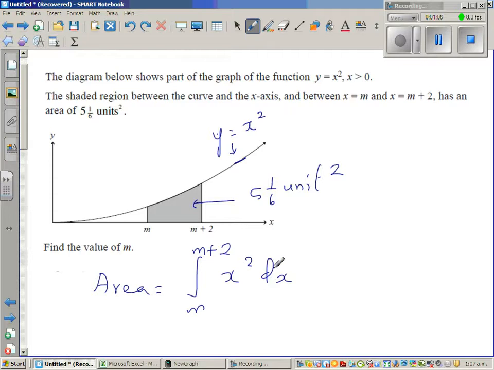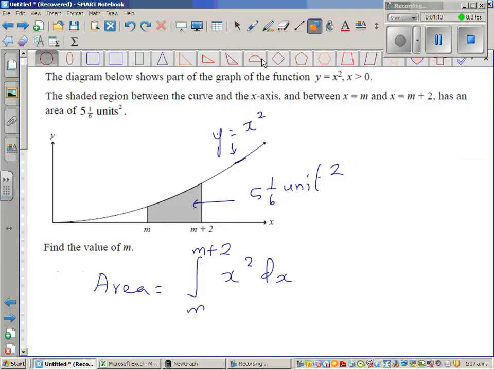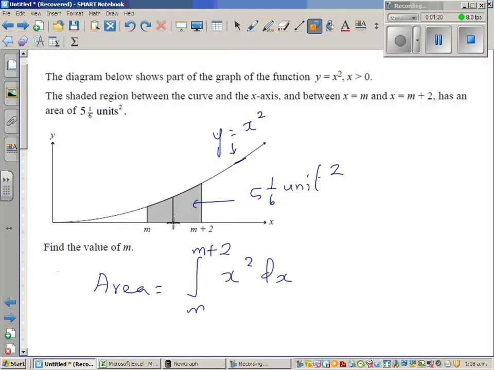Just to give you an intuition of how area is calculated, you imagine an infinitesimally small slit, a thin rectangle, where the width is dx and the height is y. So the area of this infinitesimally thin rectangle would be y times dx. And what is y? y is x squared, so that is x squared dx, the area of that infinitesimally small rectangle.